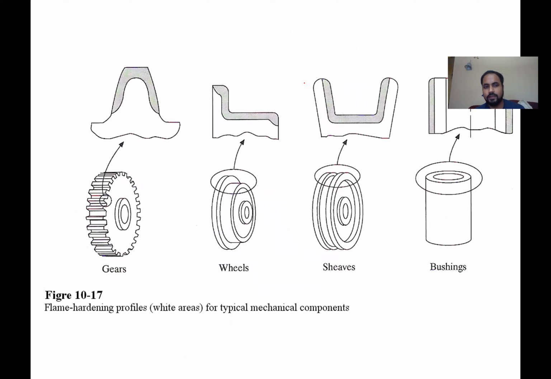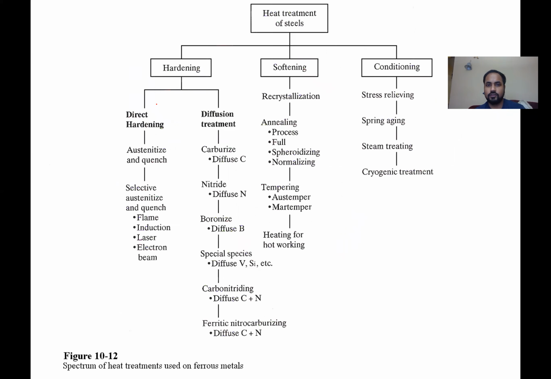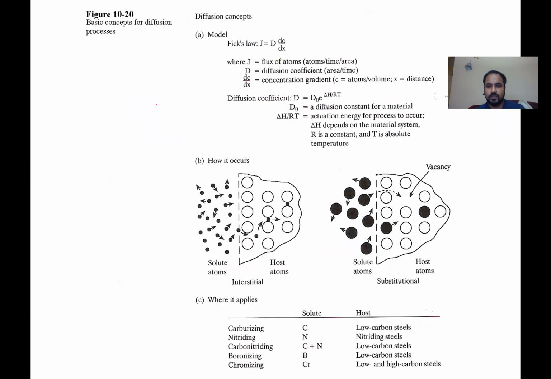A lot of time, like for gears and other equipment, you do this localized heat treatment because you want some ductility inside the material, but the edges, you want them to be really hard. So you can do this kind of flame hardening or localized heat treatment to get the desired properties. Induction hardening does the same purpose. So that is also a localized heating process.